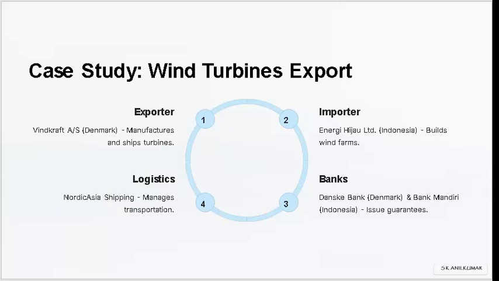The freight forwarder is Nordic Asia, who manages the logistics. Danske Bank is acting on behalf of Vindkraft in Denmark, and Bank Mandiri is acting on behalf of Energi Hijau in Indonesia, Java, Jakarta. Both the Danish and Indonesian customs are also there to ensure compliance.